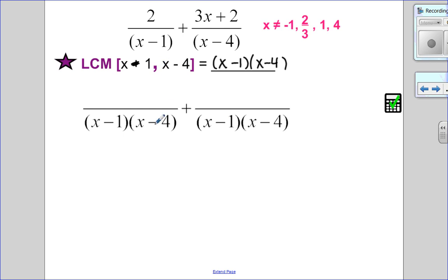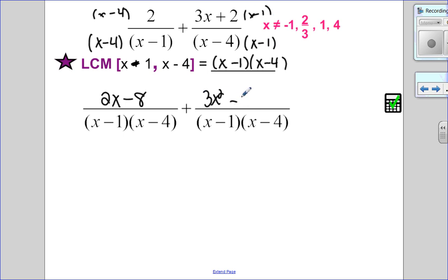In my first fraction, you can see I'm missing an x minus 4. So I multiply top and bottom by x minus 4 to be fair. In the second fraction, I'm missing a common factor of x minus 1. So I multiply top and bottom by x minus 1 to be fair. So now that I've distributed it in, I can add this with one common denominator.